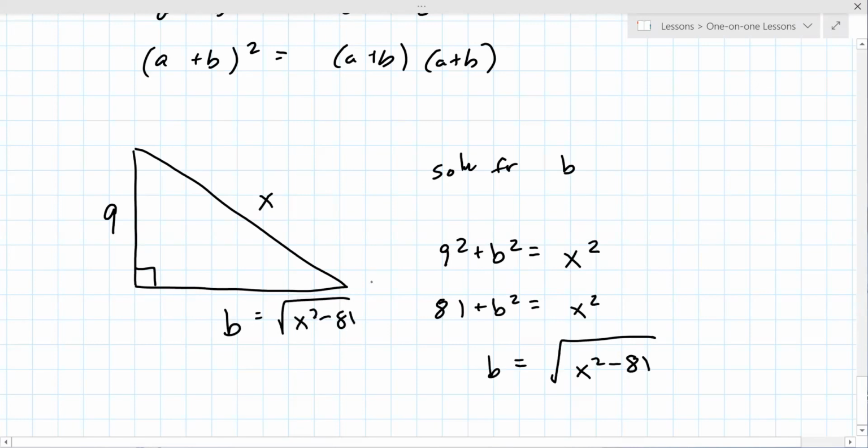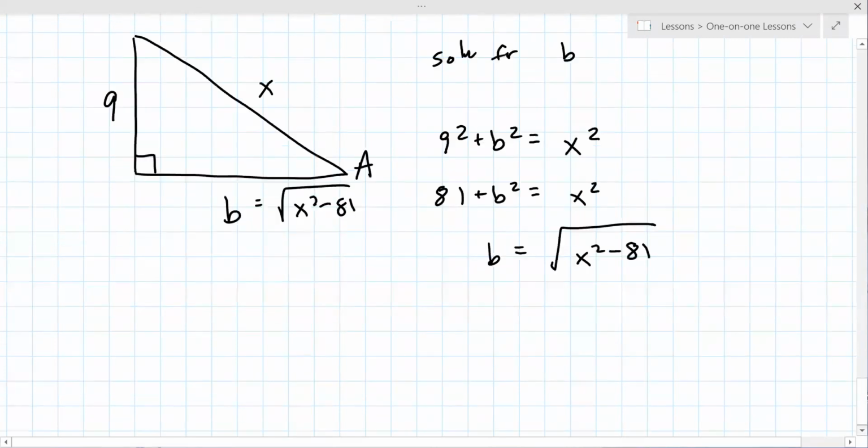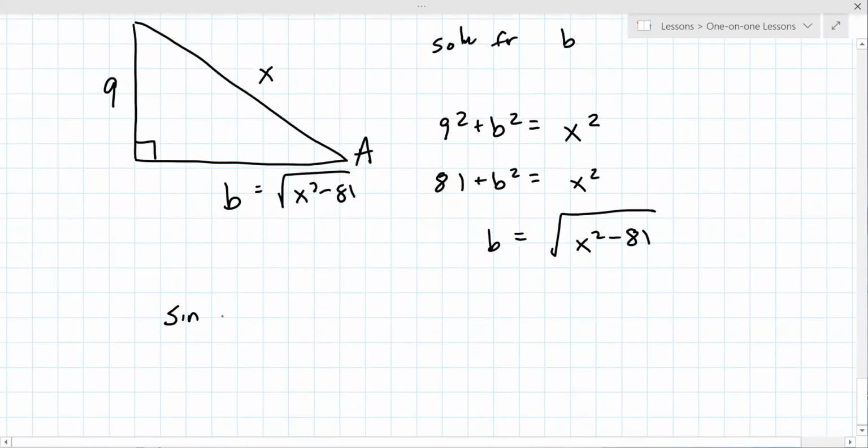Let's say I wanted you to find the sine of a. Do you remember sine, cosine, tangent? Not really. We did that over the summer. Okay, then let's not do that here.